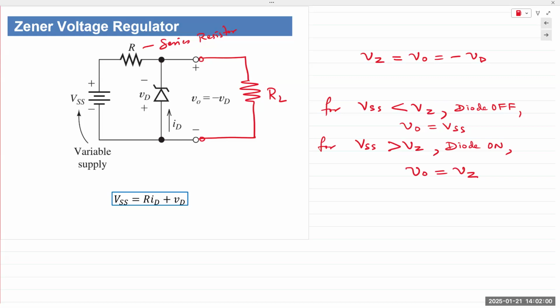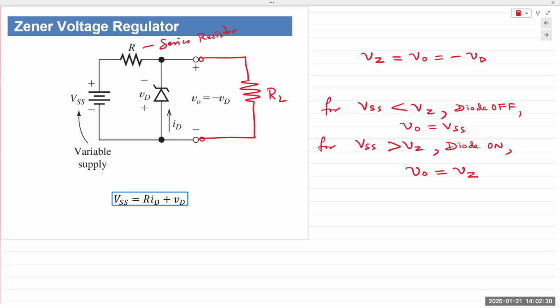Question being asked, if VS is 6 volts and VZ is also 6 volts, the answer is no, it would not turn on because the resistor will drop some voltage. So the series resistor must be small enough that it does not drop a large voltage. So there's a minimum limit for your supply voltage in order to turn the Zener diode on. And then there's a maximum limit beyond which a Zener diode cannot handle much current.